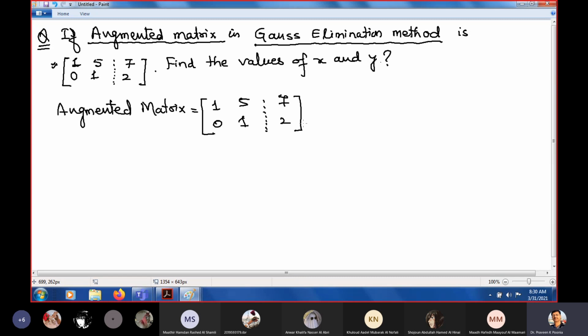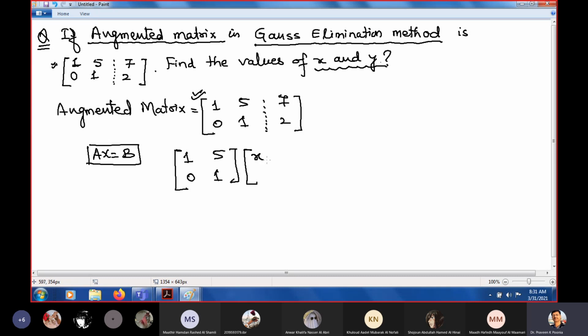They have solved everything. What they need? They need the value of x and y. So if you remember, in Gauss elimination method, if this is the augmented matrix, then we write this matrix into Ax is equal to B form again. So how we'll do it? 1, 5, 0, 1, x, y equals 7, 2. This augmented matrix is given.